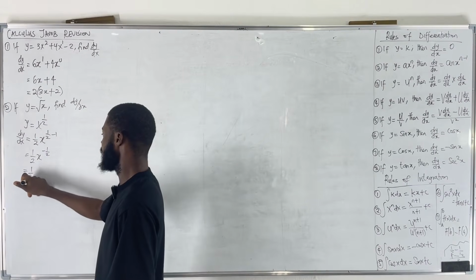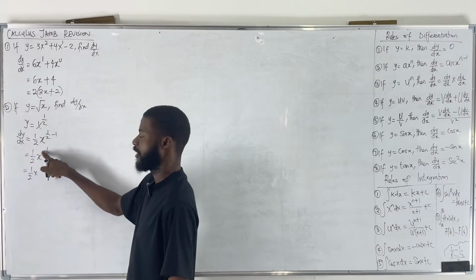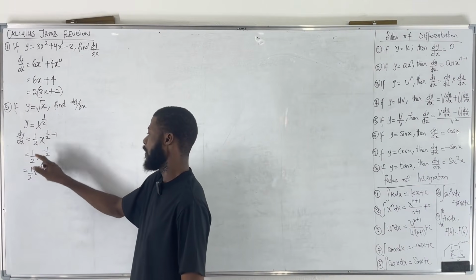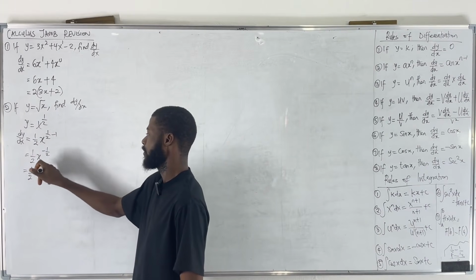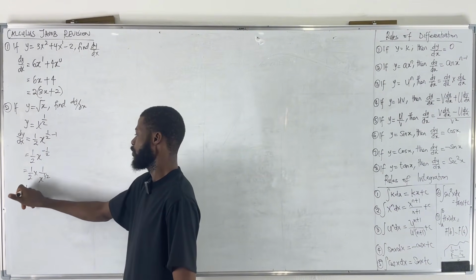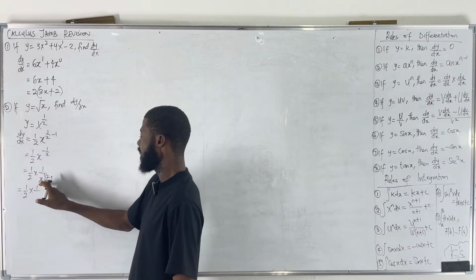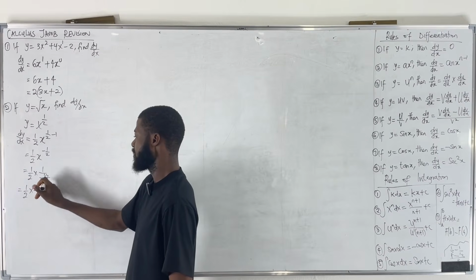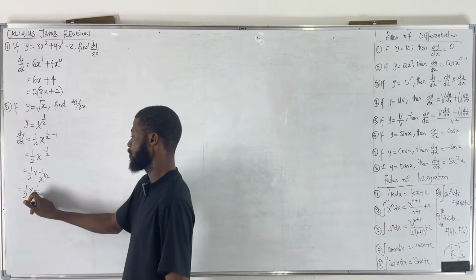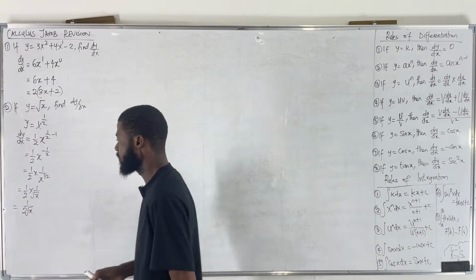Now this will be half times, in indices again, this is minus. To clear out a negative power, we take the inverse of that very thing. So this will be 1 over x to the power of half. Now this will be 1 over 2 times 1 over. Anytime you see half, it means square root. So the answer of this will become 1 over 2 root x.